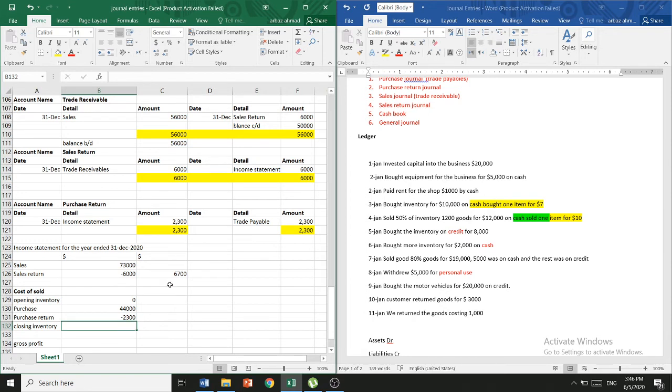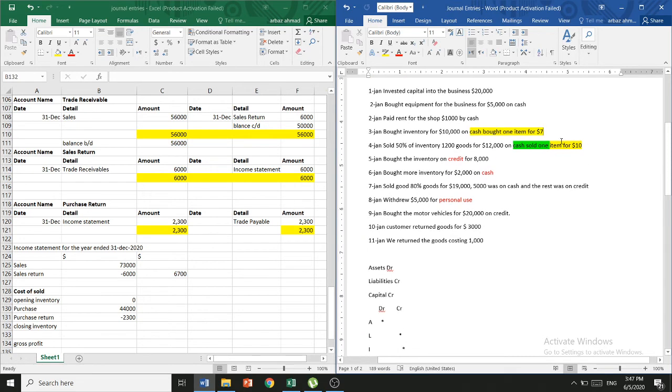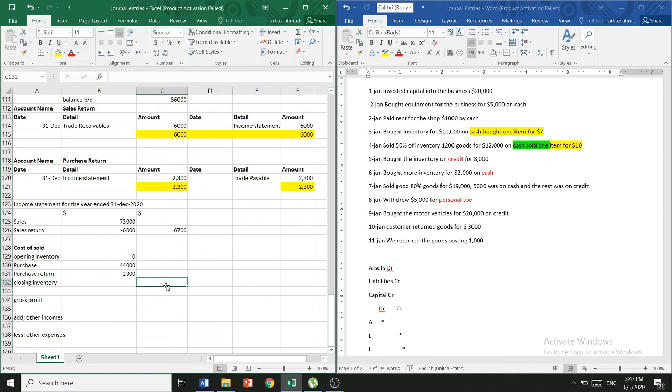Why we don't have closing inventory? Because we were not keeping the record of how many goods or how many units we have sold. Okay, as I mentioned here, cash, bought one item for $7. This is the reason we should know how many items we have sold. Let's say we have bought 5,000 items and we have sold maybe 2,000, then we should record 2,000, multiply it with 7 to get the answer, and then we will record it as sold goods. That will be going under the purchase column. But in this case we did not do that. Same goes with this one. So we don't have closing inventory, we will just write it directly over here and keep it null.